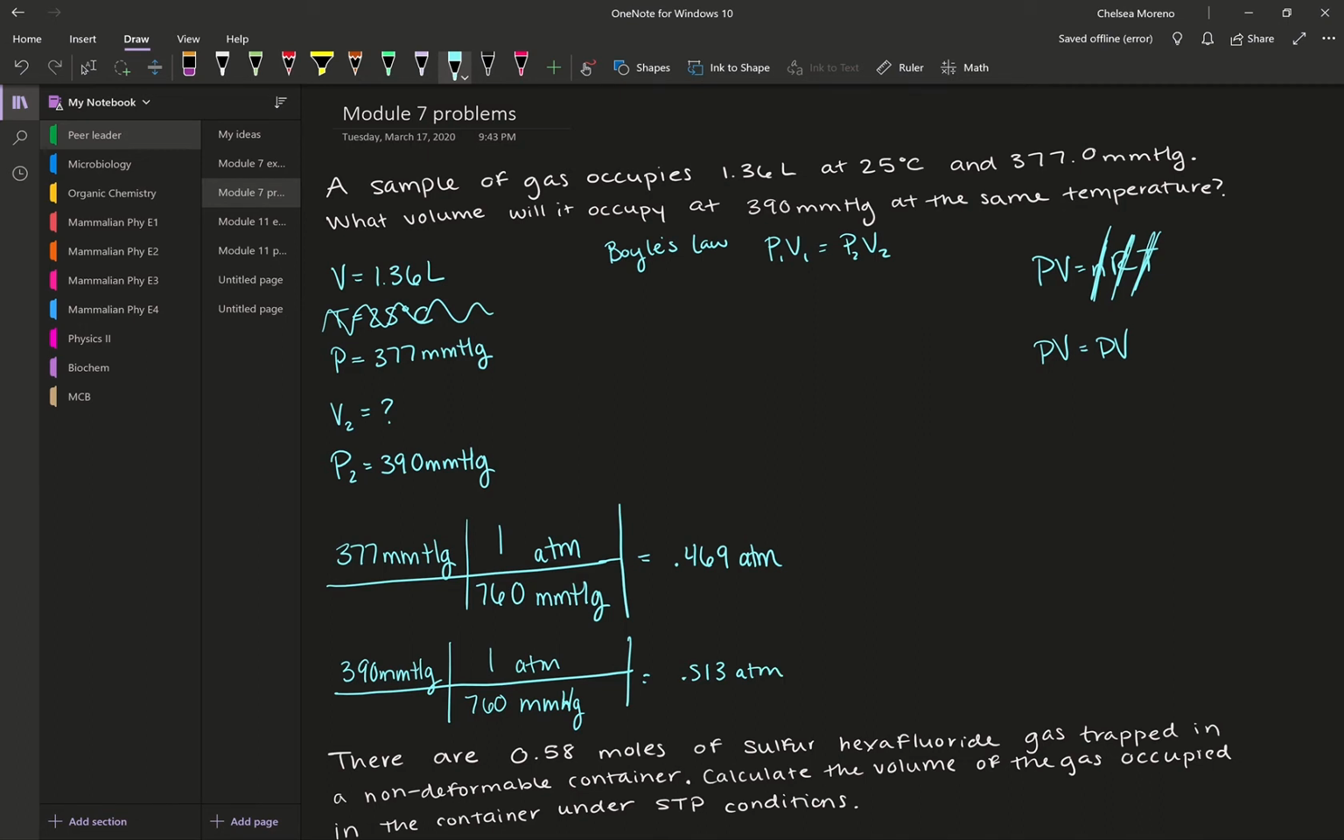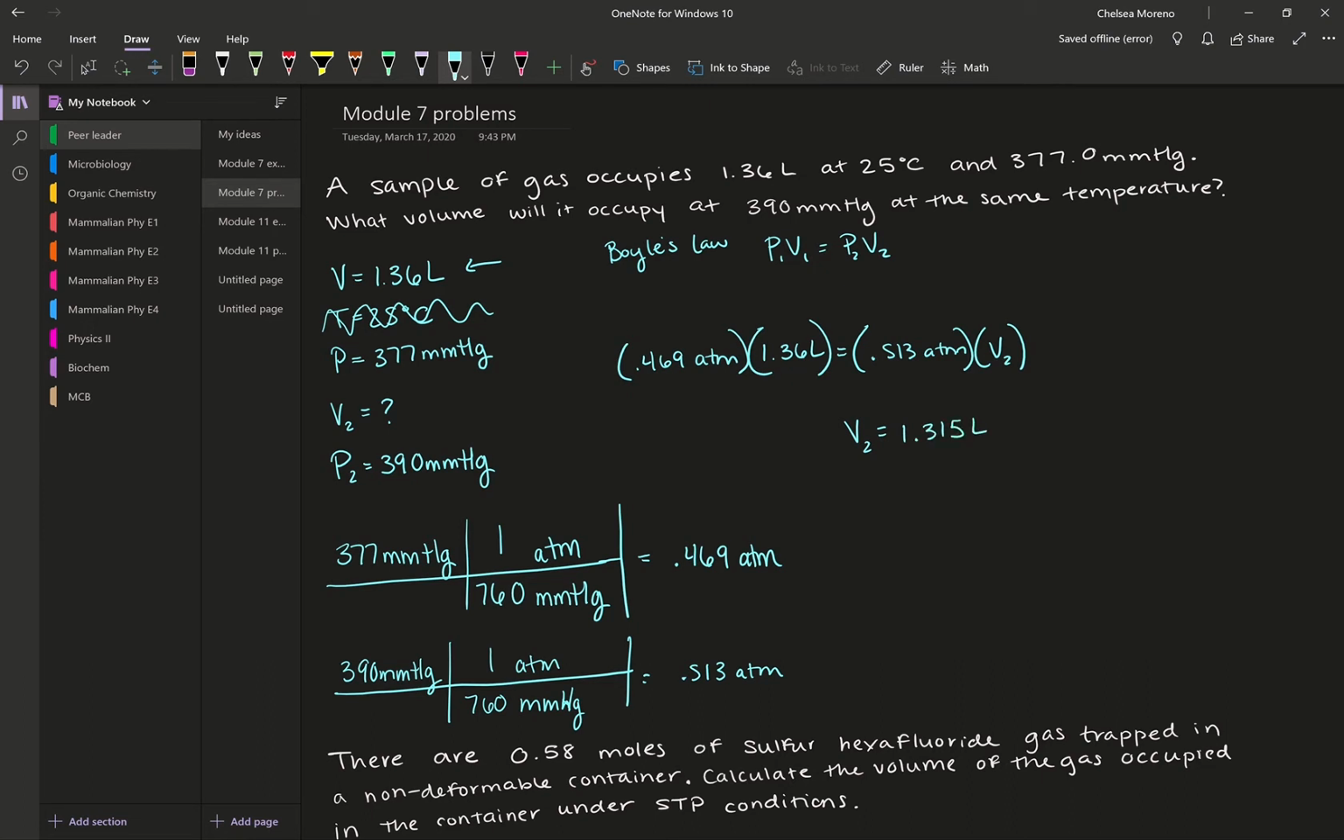From here, I can directly plug in. My first pressure was 0.469 atmospheres. My volume 1 is the value we already know, 1.36 liters. That's going to equal our second pressure, which was 0.513 atmospheres, times V2. So let me erase this so it isn't in the way. Whenever we rearrange this equation, we find that V2 is equal to 1.315 liters. So that would be your answer for this one.